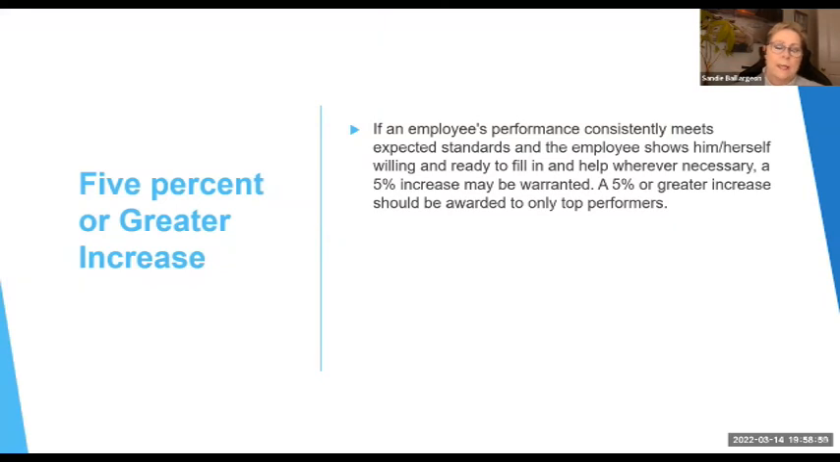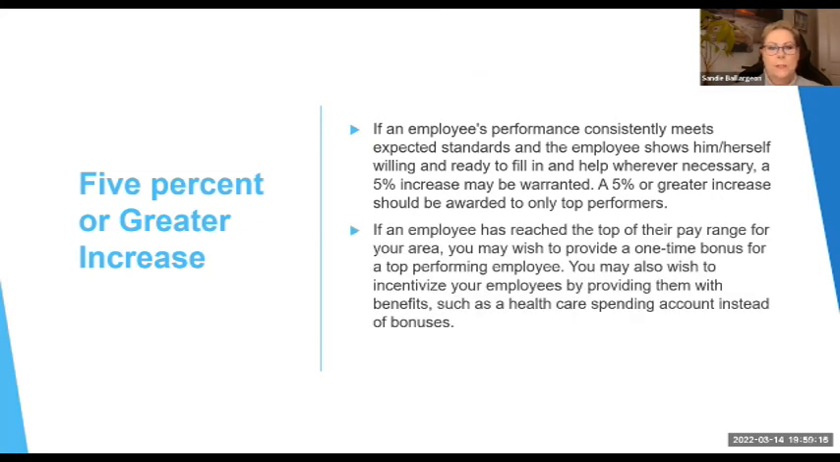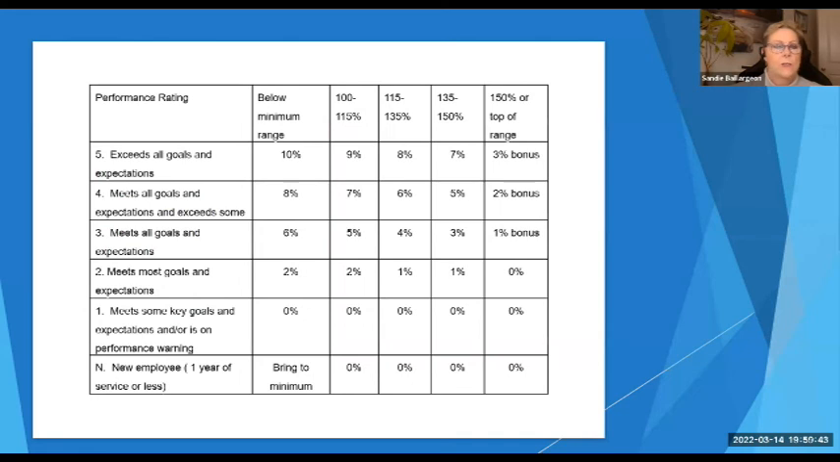If you have a superstar, if an employee's performance consistently meets expected standards and the employee shows him or herself willing and ready to fill in and help whenever necessary, you may want to give them a 5% increase. That is usually only for top performers. If an employee has reached the top of their pay range for your area, for example, the $60 an hour hygienist or $55 an hour hygienist, you may wish to provide a one-time bonus to reward them, tell them they're doing a great job, you really appreciate their service. However, you need to give them some type of incentive to keep maintaining that, but you don't want to keep increasing their salary because there's no end to it.